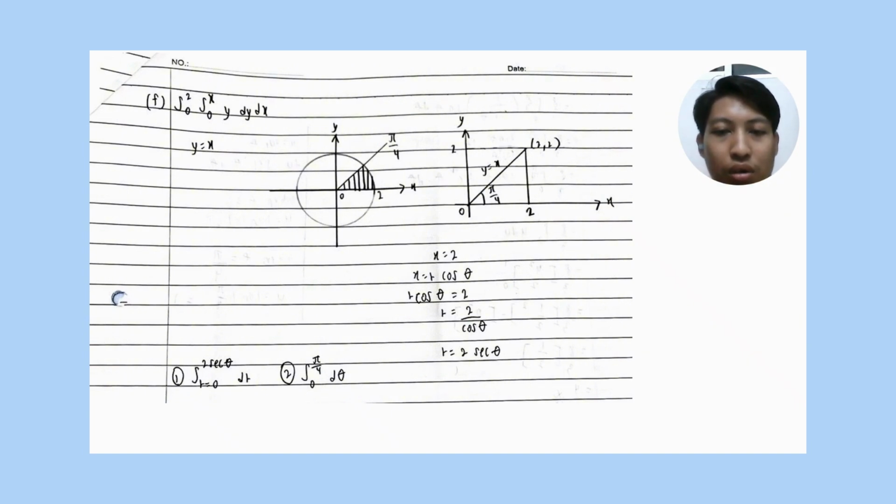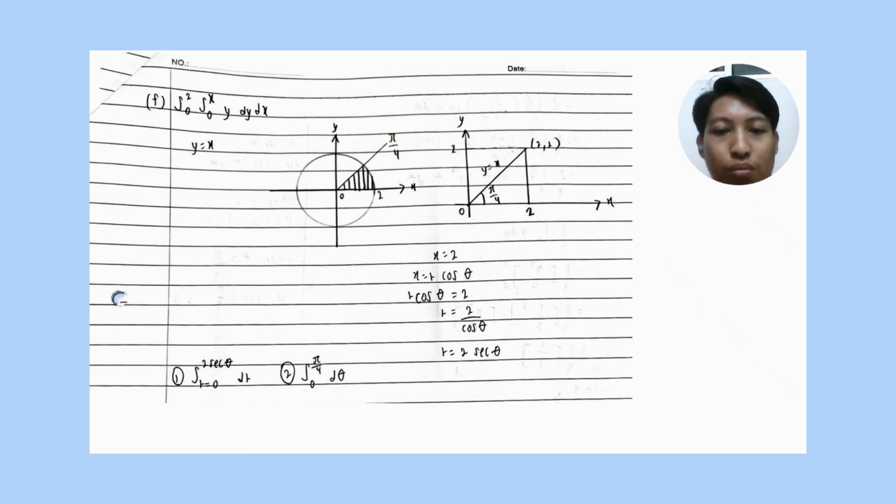Today I will be presenting the calculation for question F. So, our original problem is the integral from 0 to 2 with respect to x and 0 to x with respect to y of the function y dy dx. First, let's identify the region of integration. Looking at the limits, y ranges from 0 to the line y equals x and x goes from 0 to 2. This forms a right-angled triangle.